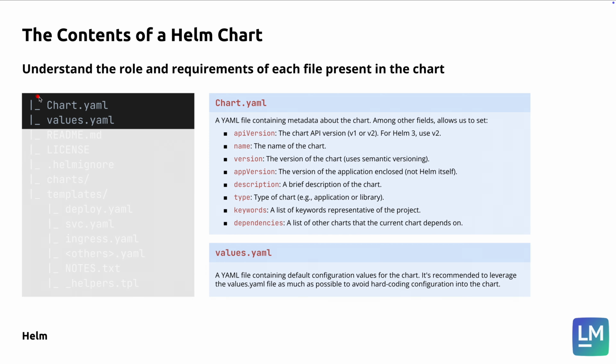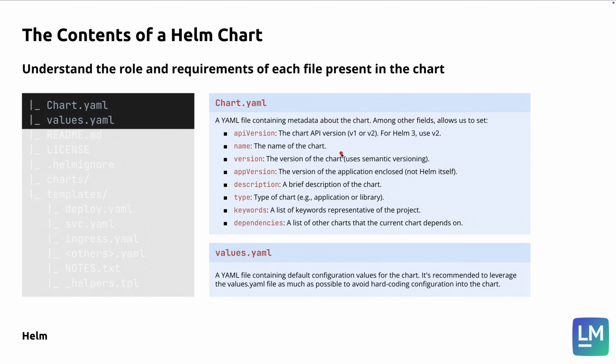So let's begin with the Chart.yaml and values.yaml files. The Chart.yaml is really an important file. It is mandatory and it contains metadata about the chart. Among other fields, it allows us to set the API version, either v1 or v2. We will work primarily with v2. Then the name of the chart, the version of the chart, and the version of the application, which are different things.